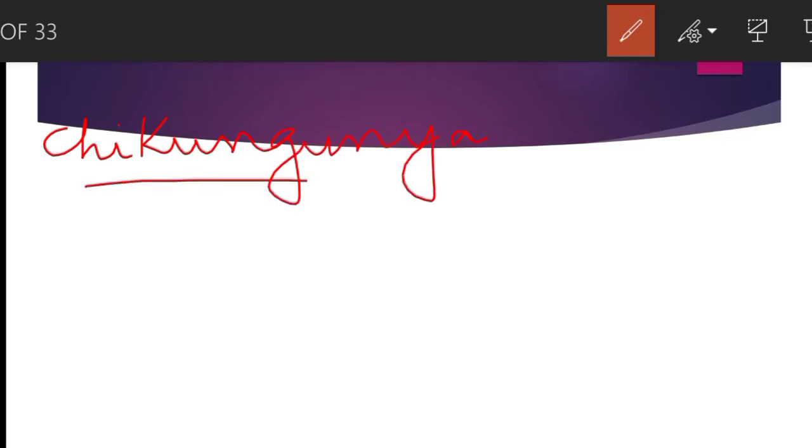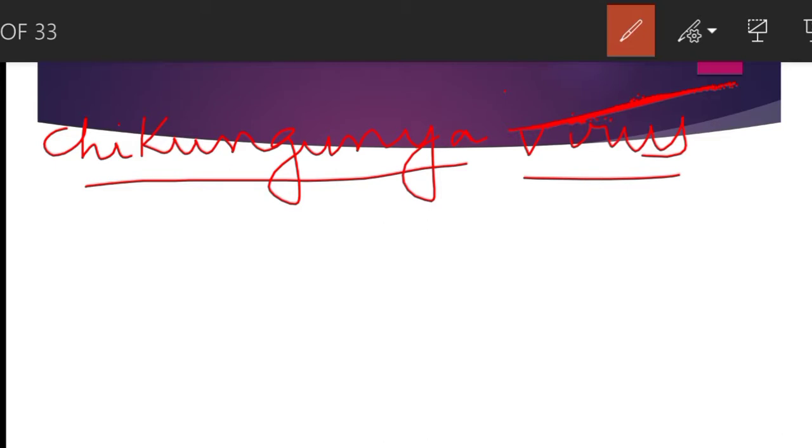The next viral disease is chikungunya. The causative agent of chikungunya is the chikungunya virus. It is transmitted by the bite of the Aedes aegypti mosquito, and the symptoms of this disease include the sudden onset of fever, then crippling joint pain. Crippling means causing a person to become unable to walk or move properly.